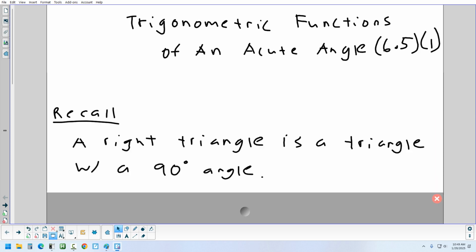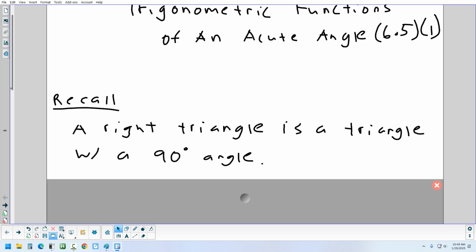So first, we'll start out with what a right triangle is. It's basically a triangle that has a 90-degree angle. Does anybody remember what we call the side across from the 90? What's the name of that? Yep, hypotenuse. And what's the name for the other two shorter sides? Yep, legs.